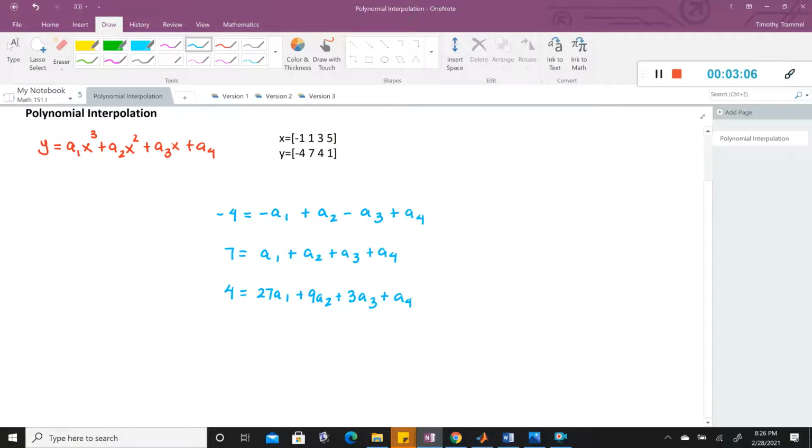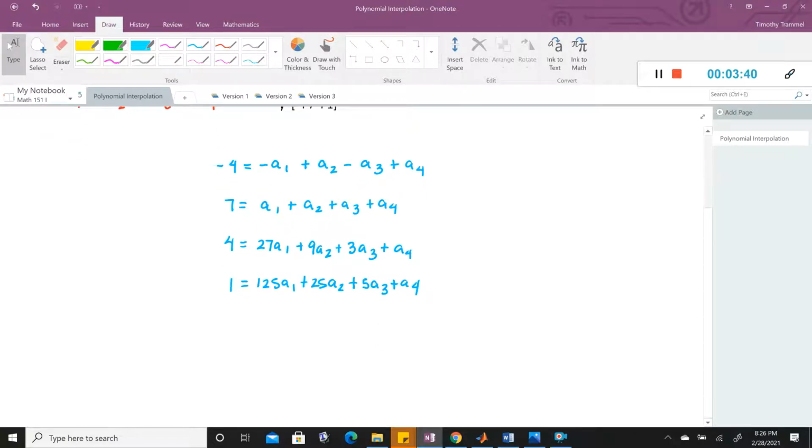We're about to have a system of 4 equations with 4 variables. And let's just write in our last one here. It should be 1 is equal to 125a1 plus 25a2 plus, if we were to do the next one, it would be 5a3 and then plus a4. Yeah, a system of 4 equations and 4 variables.